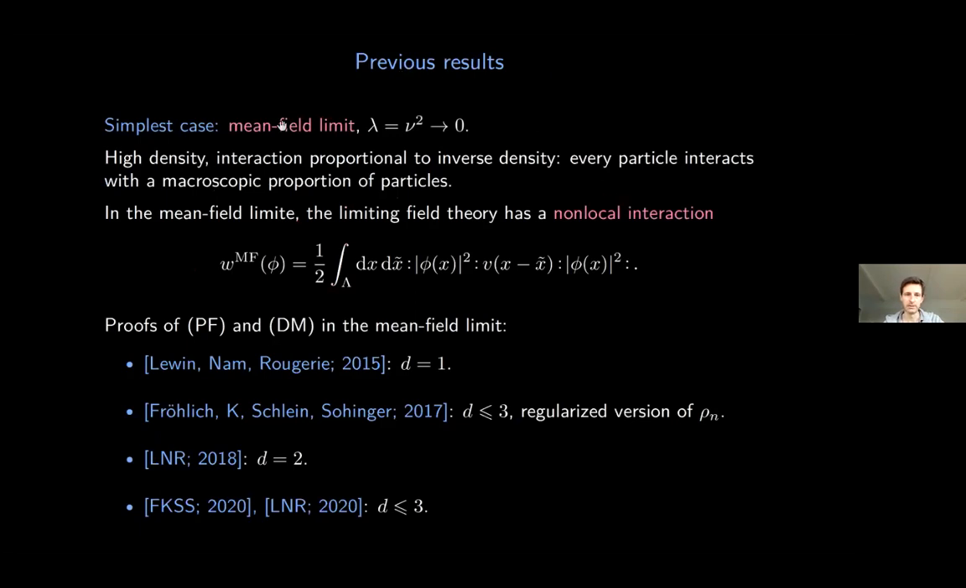And this mean field limit corresponds to a high density limit, and the interaction strength is proportional to the inverse density. So it's very much a mean field limit. The range of the interaction remains of order 1 in a torus of fixed diameter. So every particle interacts with a macroscopic number of particles. And in that case, you do not get the Euclidean field theory I was talking about. You get a modified Euclidean field theory with a non-local interaction.